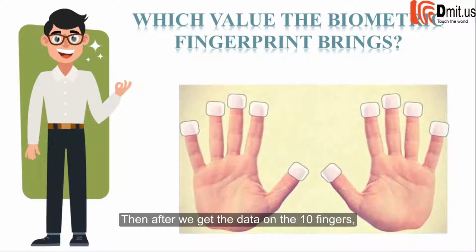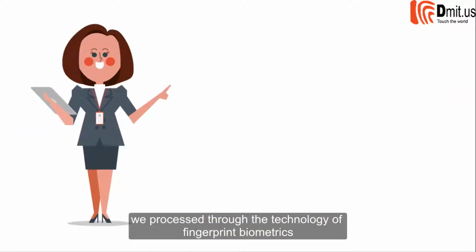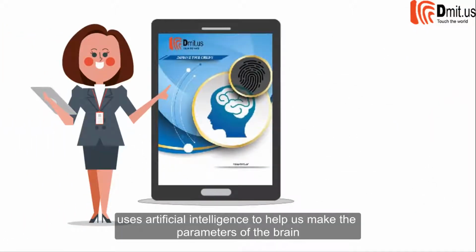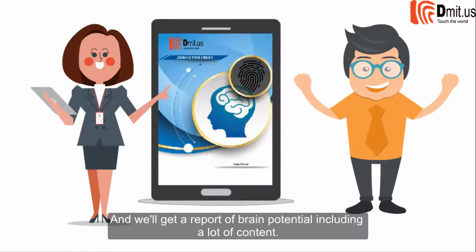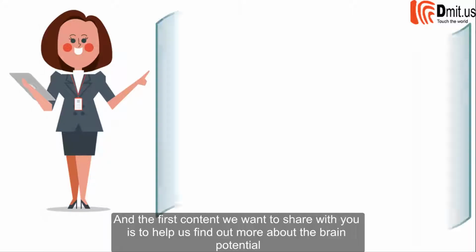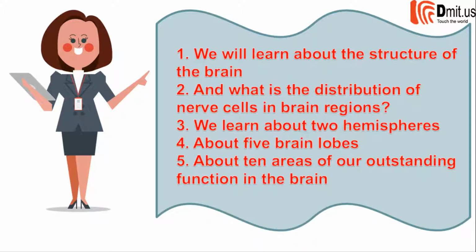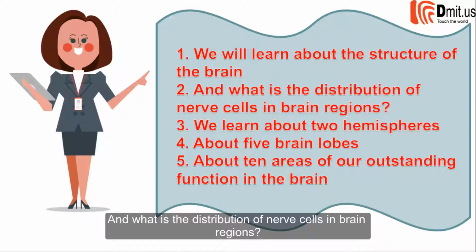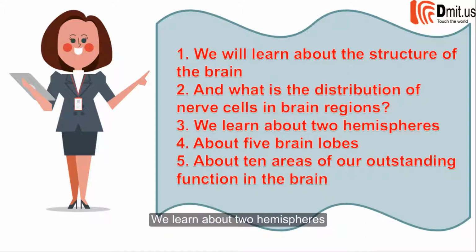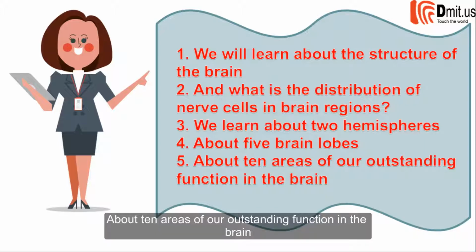Then after we get the data on the 10 fingers, we process through the technology of fingerprint biometrics, which uses artificial intelligence to help us make the parameters of the brain. And we'll get a report of brain potential including a lot of content. The first content we want to share with you is to help us find out more about the brain potential. We will learn about the structure of the brain and what is the distribution of nerve cells in brain regions. We learn about 2 hemispheres, about 5 brain lobes, about 10 areas of our outstanding function in the brain.